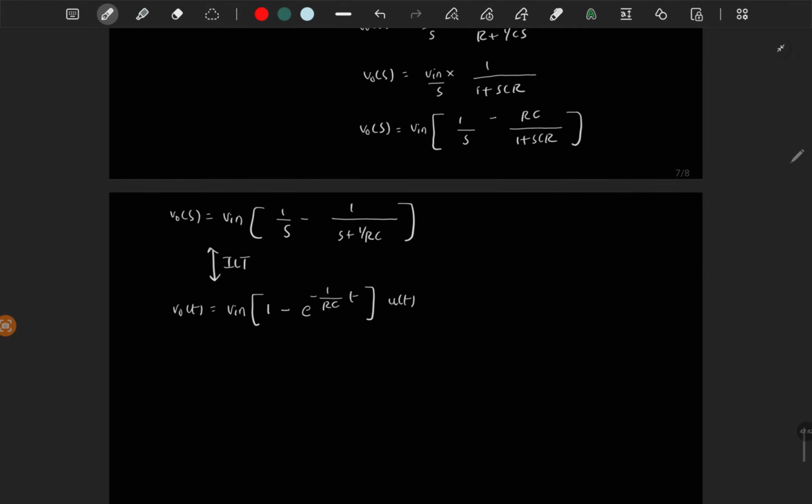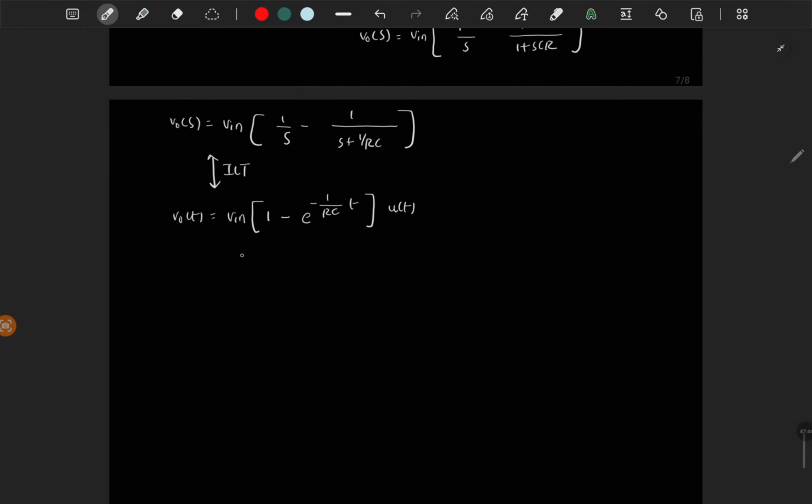Yeah, this is the expression for the output voltage across the capacitor. We will check that once. At time t equal to 0, e to the power 0 is 1, and 1 minus 1 is 0, so you will get 0. At time t tends to infinity, the exponential term becomes 0, and this is input voltage into 1, so we will get the input voltage.